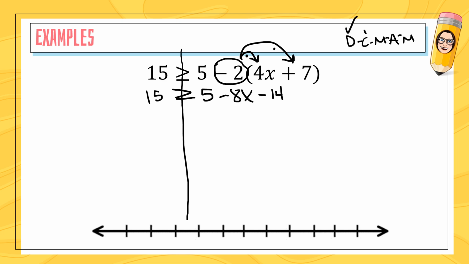Step 1, distribute. Let's distribute that -2. -2, don't forget that. All right, -2 times +4 is -8. -2 times +7 is -14. Combine. I've got a +5 and a -14. If I just put those together, I have -9. Do you see how that happened? Let's drop down what we didn't use.